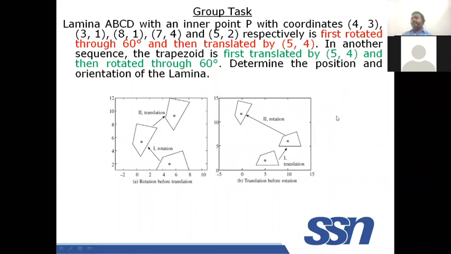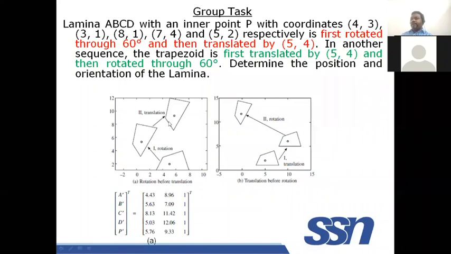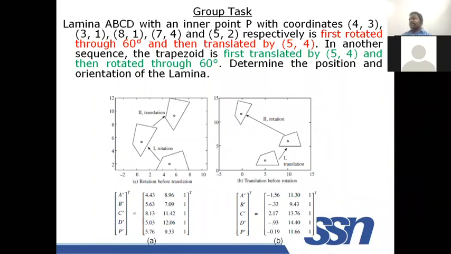Okay. Right. So solution to this problem is this. Understand? So ultimate, I mean the coordinate of A, B, C, D and P is given here. This is the answer. Case A. This is the answer for case B. Both are not same. You see the values, it is not the same. If the order of operation is different, we will not get the same homogeneous transformation matrix. I mean the position will be different depending on the order of operation.